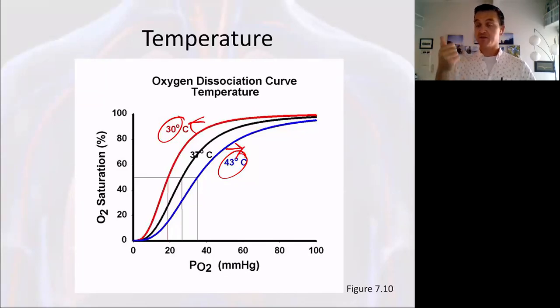We've got higher temperature, higher hydrogen ion concentration, higher CO2 concentration. Those things lead to a rightward shift of this curve, which means more oxygen being dropped off. And then we have higher mitochondrial activity.